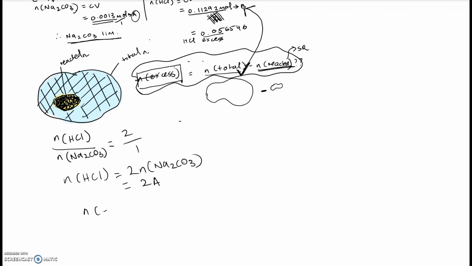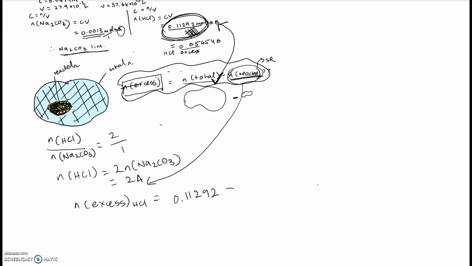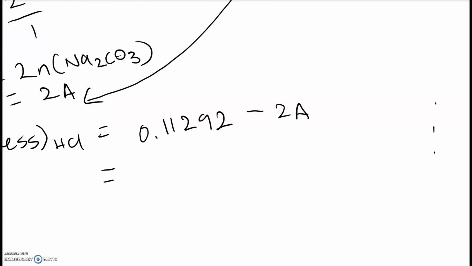So let's put it back in the formula where the number of moles of excess HCl is equal to this total value here, this large total puddle, which is 0.11292, minus the number of moles of HCl that reacted. And that is simply 2A. And that should leave me with a final answer of approximately 0.11 moles.